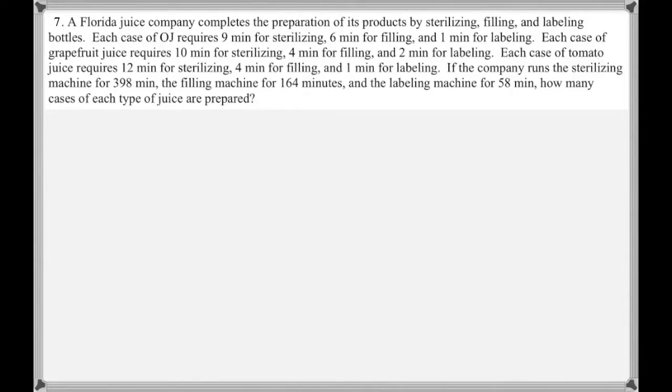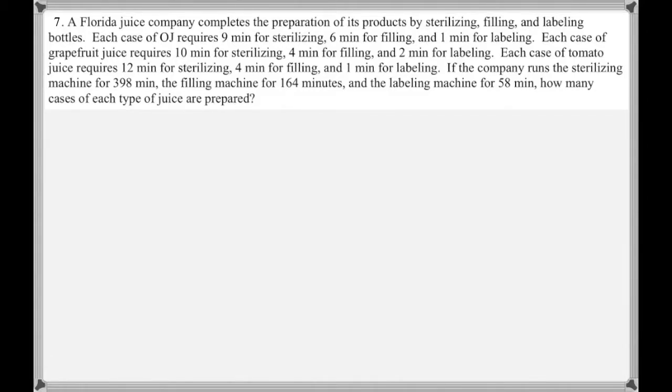If the company runs the sterilizing machine for 398 minutes, the filling machine for 164 minutes, and the labeling machine for 58 minutes, how many cases of each type of juice are prepared?